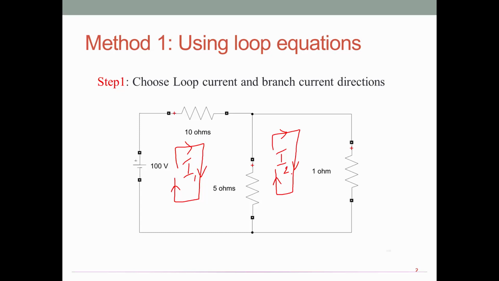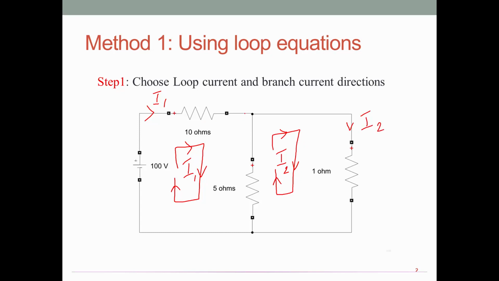Second thing in step number 1 is to put the branch current direction. What are the branches here? There is one 10 ohm branch. Actually the 10 ohm branch has only one loop current, so the branch current and loop current remain the same. So I take I1 here. Similarly, coming to the 1 ohm branch, 1 ohm has only loop current 2. That means loop current and branch current are both the same here in 1 ohm.